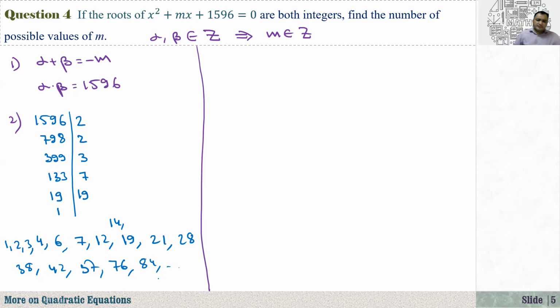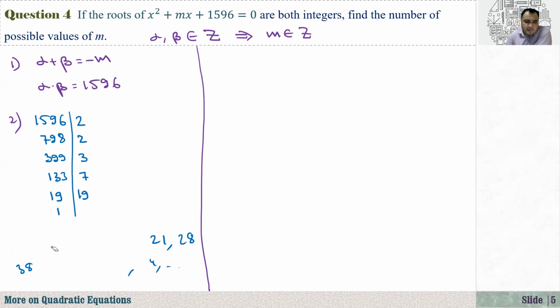I'm not going to write all of them. All right, so in another way, I can actually find the number of factors. Let me just write here, how many factors does it have? The number of factors of 1596: I can write it as 2 squared times 3 times 7 times 19, right?